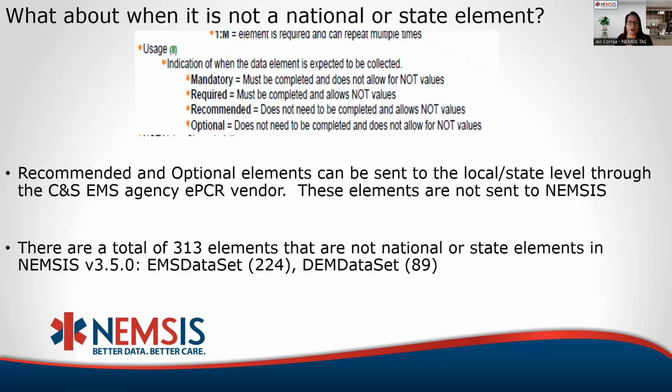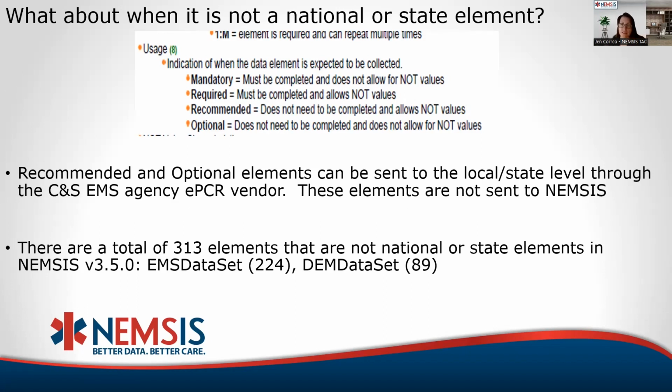And what about when it's not national or state? Those are the recommended and optional elements, right? So they can be sent to the local state level. A state can add any recommended or optional element to their state data set that they would like to collect. These elements are not sent to NEMSIS, and there are a total of 313 elements, 224 of them in the EMS data set that are recommended or optional.